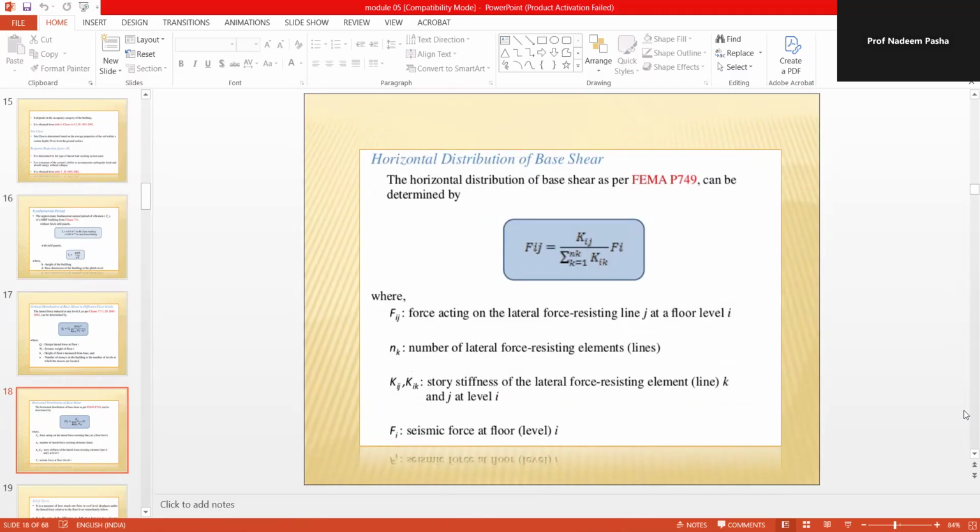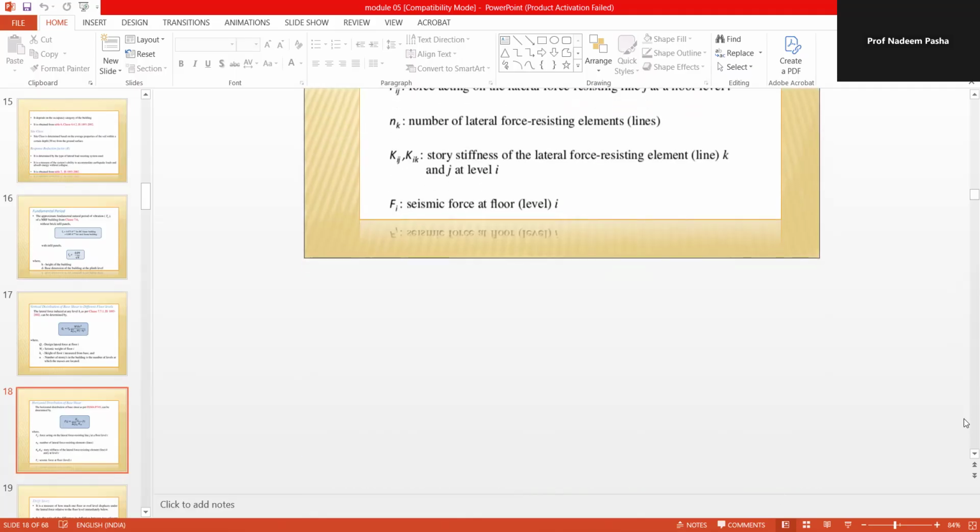Horizontal distribution of base shear. The horizontal distribution of base shear as per FEMA P749 can be determined by Fij = Kij / (summation over k = 1 to n of Kik) × Fi, where Fij is the force acting on the lateral force resisting line j at floor level i, and n is the number of lateral force resisting system lines. Kij and Kik are the story stiffness of the lateral force resisting element lines j and k at level i. Fi is the seismic force at floor level i.